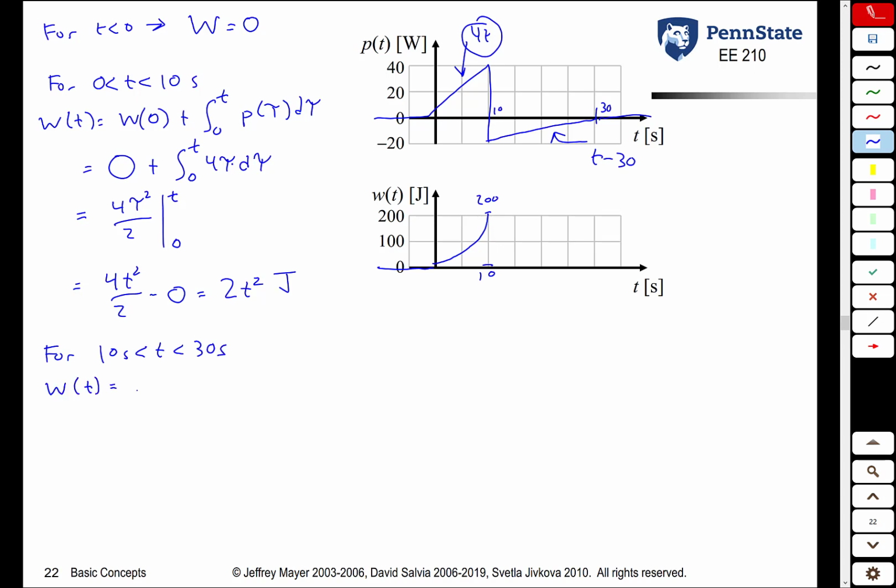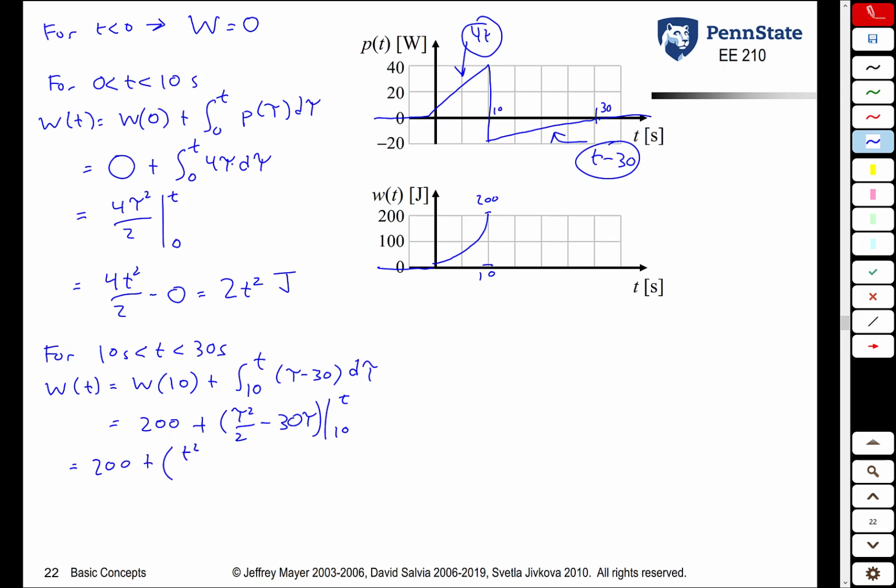Now, for t between 10 and 30 seconds, what do we get? The energy is the energy at time 10 plus the integral from 10 to t of tau minus 30 d tau. The value at 10, 2t squared, plugging in t equals 10, we get 200. We get 200 plus the integral of tau minus 30, which is tau squared over 2 minus 30 tau. And this expression gets evaluated at the upper limit of t and the lower limit of 10. So we get 200 plus t squared over 2 minus 30 times t, minus 10 squared over 2 minus 30 times 10.